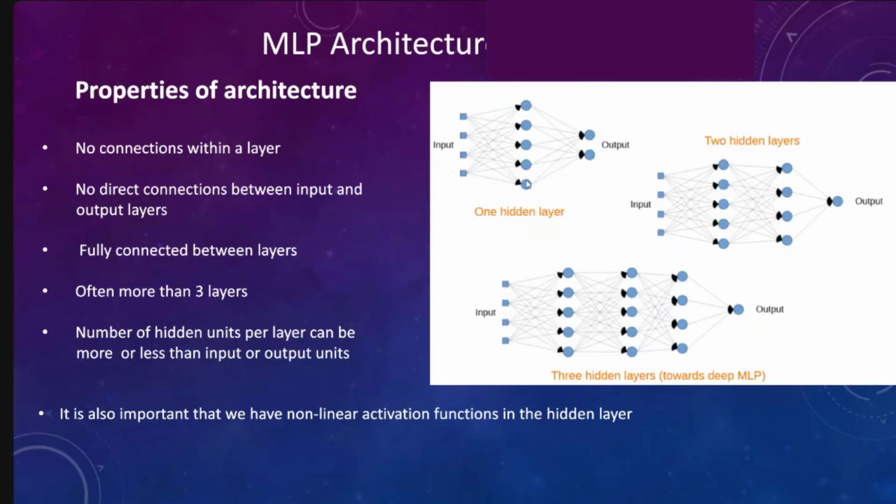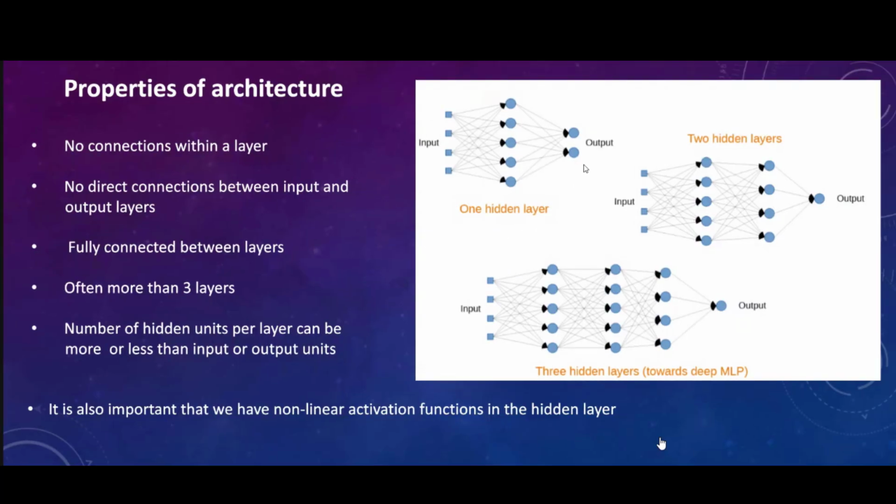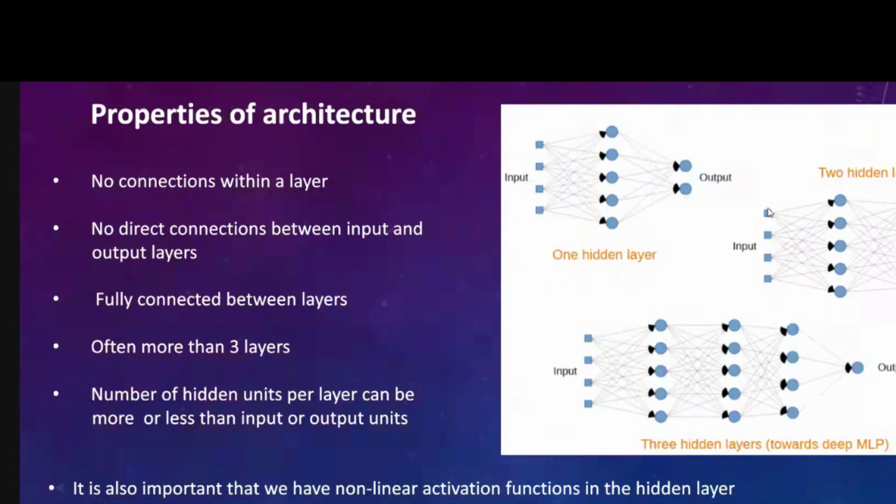Second is that the input layer and output layer are never directly connected, because we have to do the computations in an MLP. These computations are performed by the hidden layers. So we have to pass the inputs to the hidden layer, and then the computations will happen here, and then the output will be presented. So input and output cannot be directly connected.